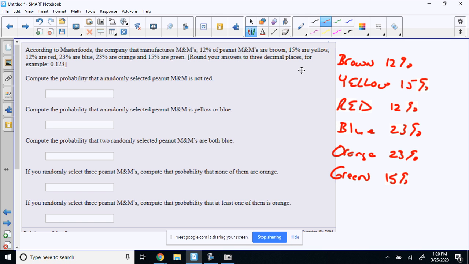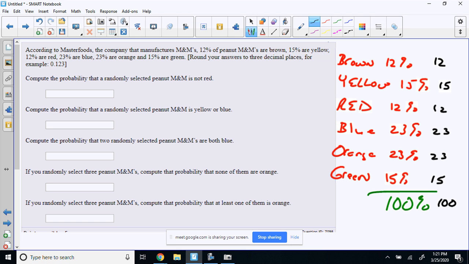So anyway, I'm just curious. Let me add these all up. So 12 plus 15 plus 12 plus 23 plus 23 plus 15. That gives me 100. Okay, good. Now that I know what I'm working with, if it makes it easier, just do this. If it's out of 100%, I got 12 brown, I got 15 yellow, I got 12 red, I got 23 blue, I got 23 orange, I got 15 green, for a total of 100 M&Ms, right?